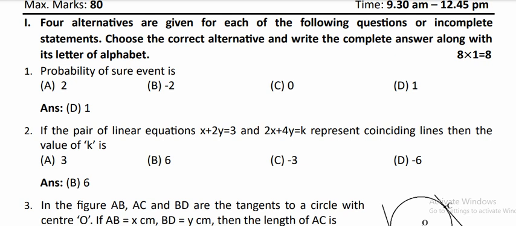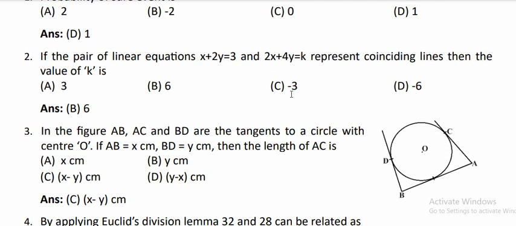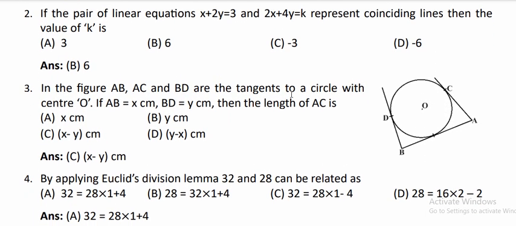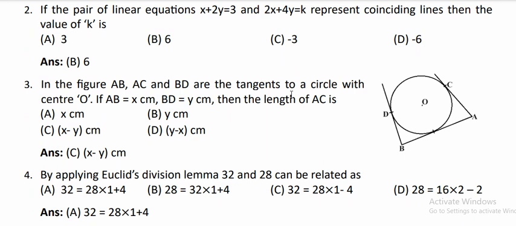Next we move on to the next question. In the figure, AB, AC and BD are the tangents to the circle with center O. If AB is equal to x centimeter and BD is equal to y centimeter, then find the length of AC. The value of AB is given.